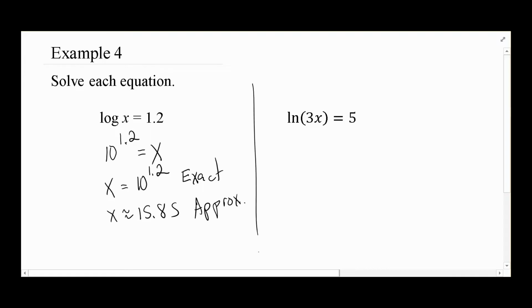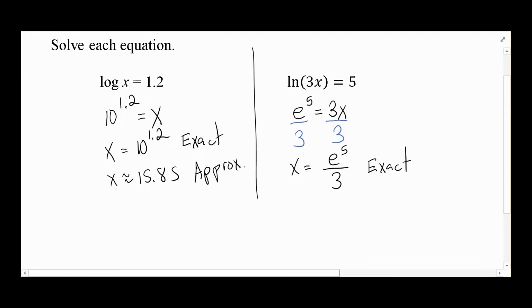Now, if you have a natural logarithm equation, you again want to take the base raised to the power of the opposite side equals the argument. But in this case, the base is e. We raise it to the power of the opposite side, and that equals the argument. Now, in order to finish solving this equation, we need to divide both sides by 3 in order to get the x by itself. That would get us e to the 5th divided by 3. This would be our exact answer. It's okay to leave the e in the answer.